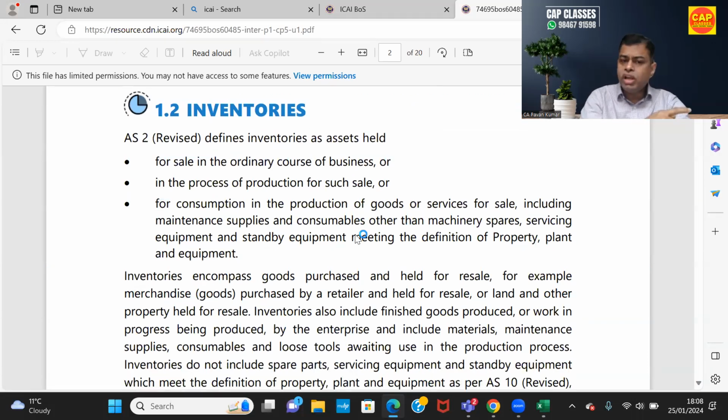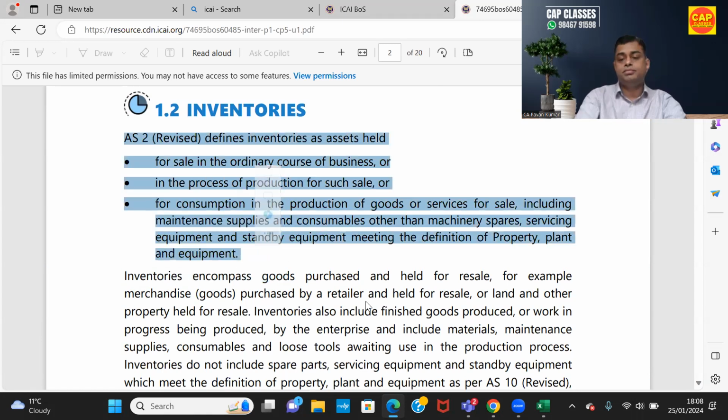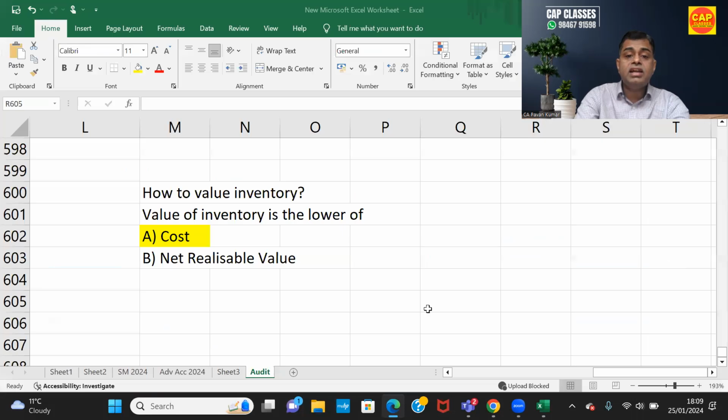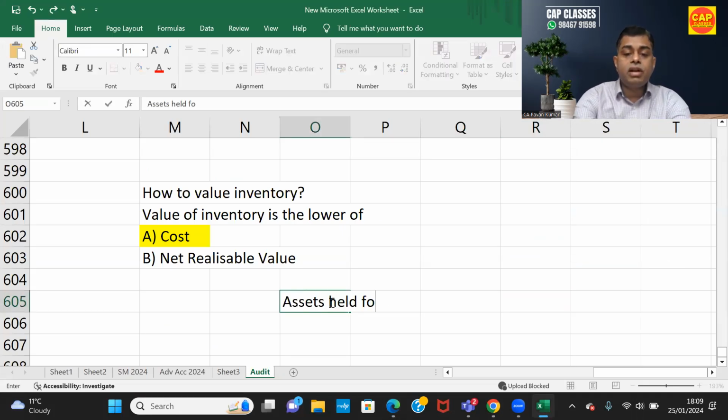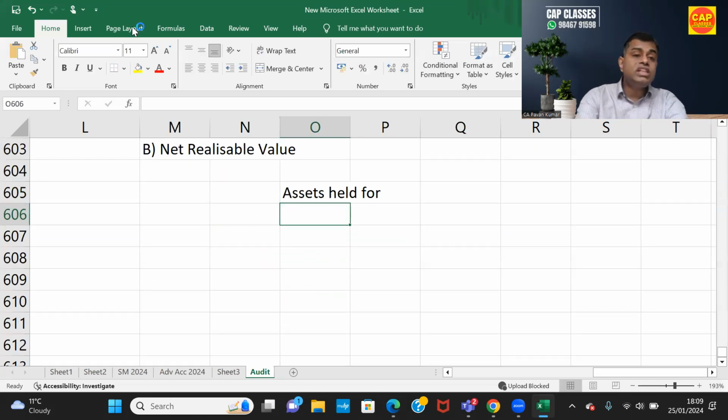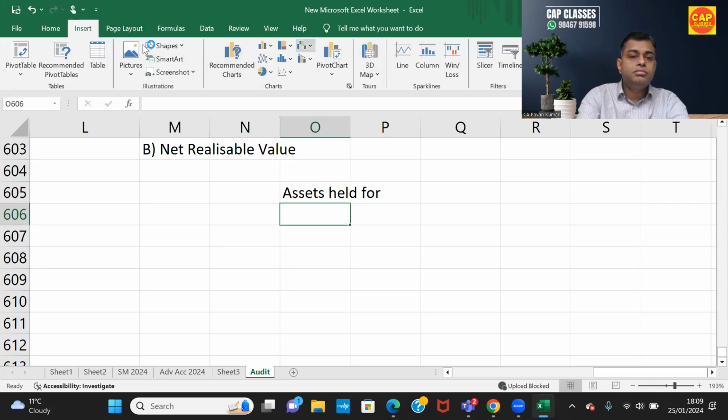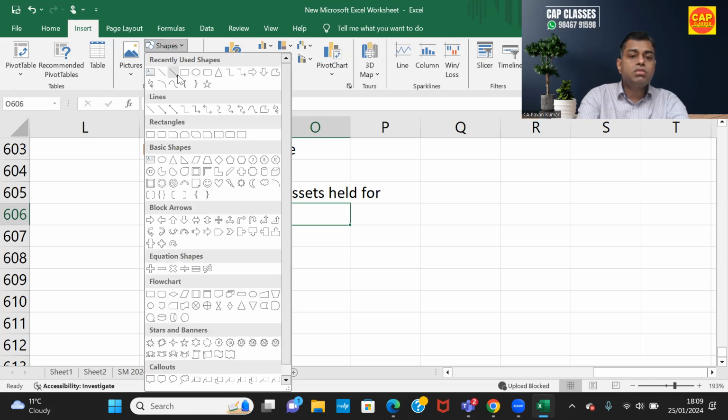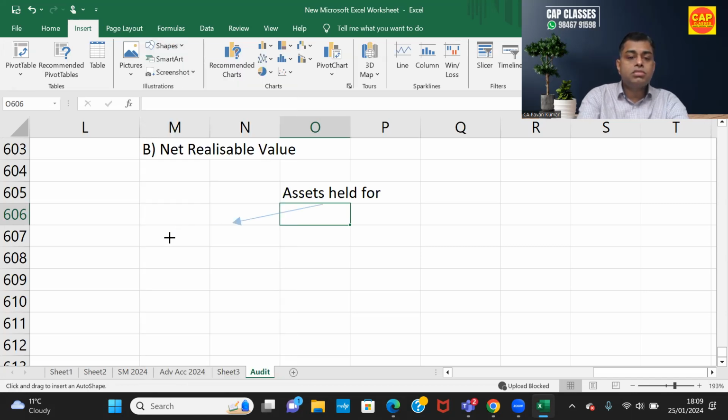Now, as I told you, we are not going line by line. Here, this is definition of inventory. AS2 defines inventories as assets held for sale. Now, you're understanding one new phrase, assets held for sale. So now here write down assets held for. So there are two assets held for. From this two arrow marks down, assets held for.